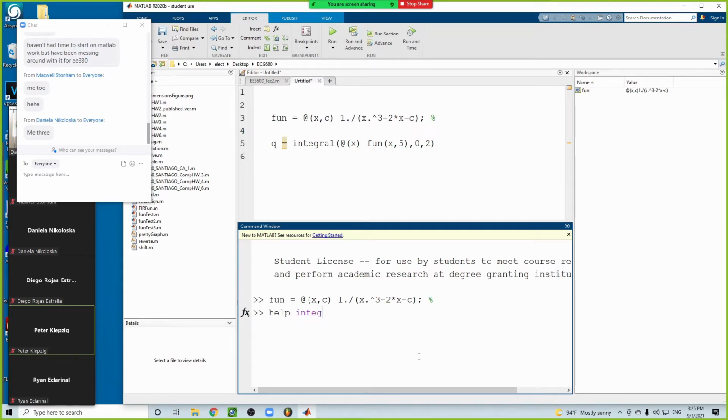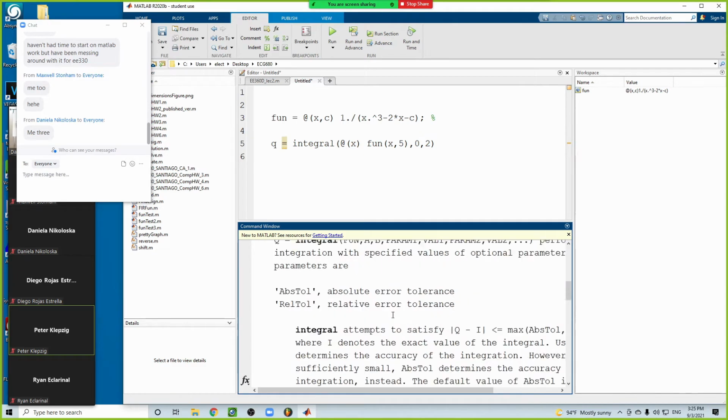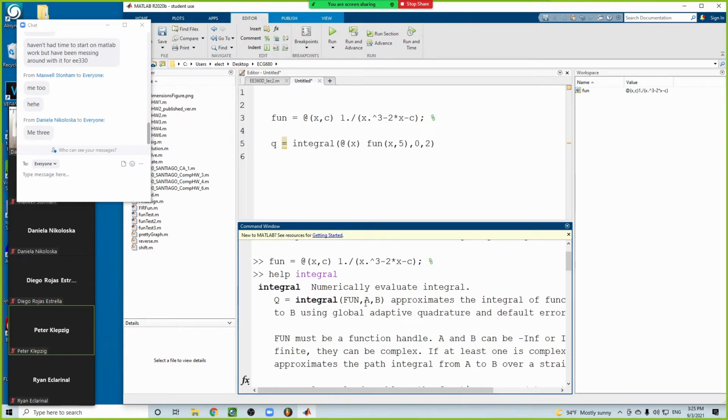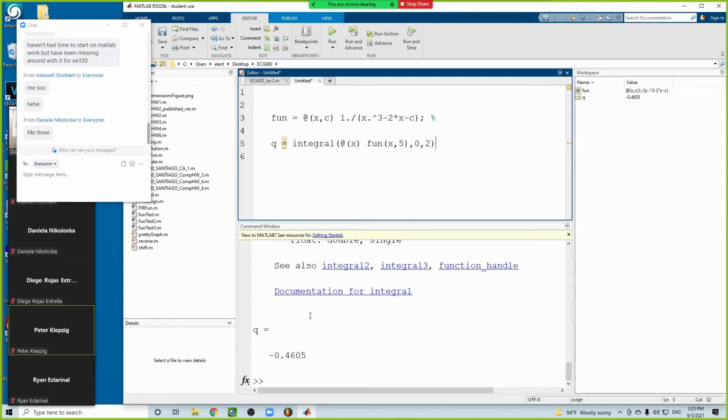Help integral. There we go. And then if you were to read this, the function a to b. So this right here is from the beginning, from a to b. This is a funny way of doing integrals. And if you were to run that, there you go.